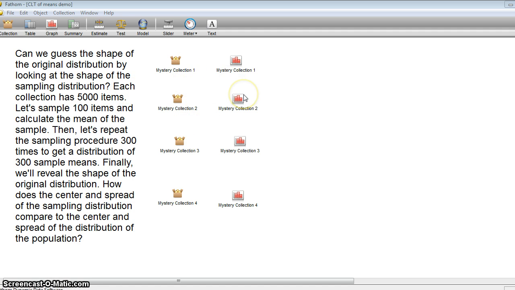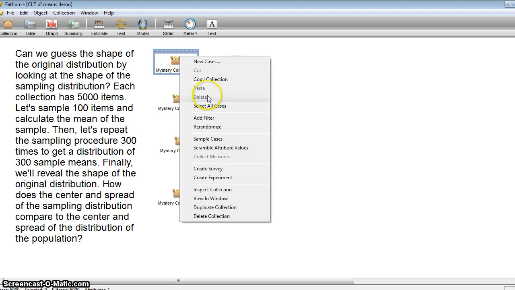In other words, can we look at the distribution of sample means and use the shape of that distribution to predict the shape of the original distribution? And also we're going to take a look at how the center and spread of the distribution of sample means compares to the center and spread for the distribution of the population. So let's start here with mystery collection number 1.